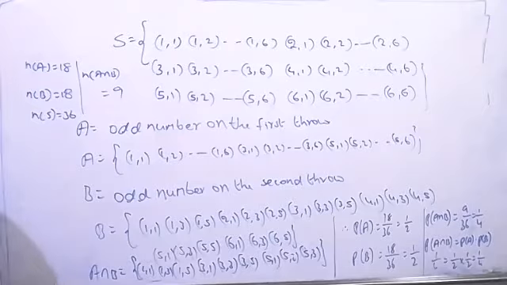Next, a fair coin and an unbiased die are tossed. A fair coin and an unbiased die are tossed. Full stop.